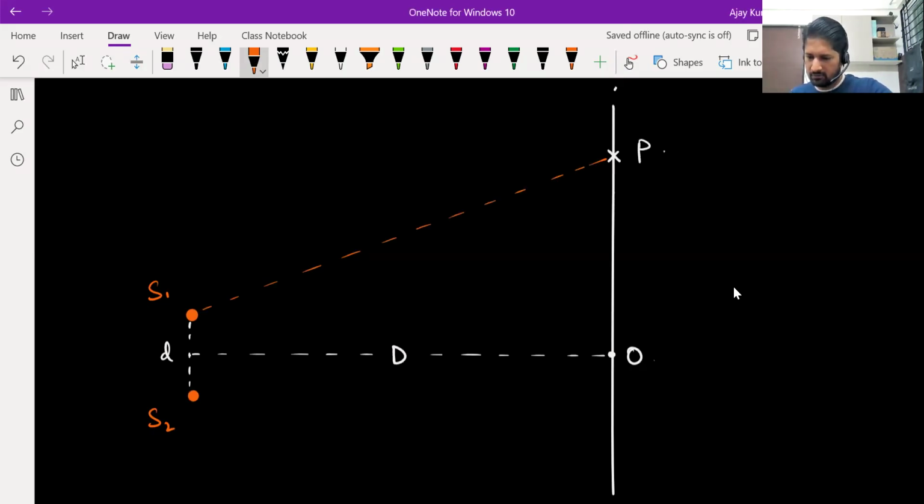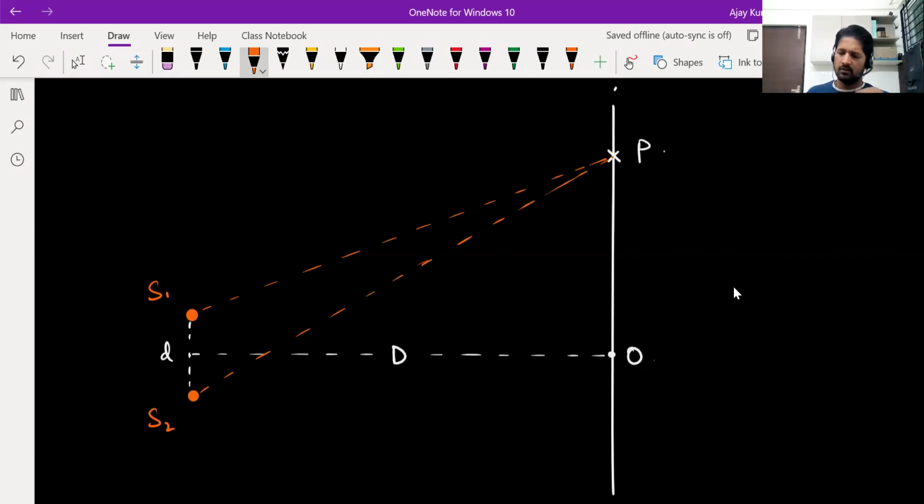And from S2, there will be one wave arriving at point P. Exactly one wave will arrive from each source because the sources we considered are point sources. A point source can send only one wave in each direction. Okay, they send waves in all directions, but in every direction only one wave will be sent. So one wave from S1 and one wave from S2 arrive at point P.